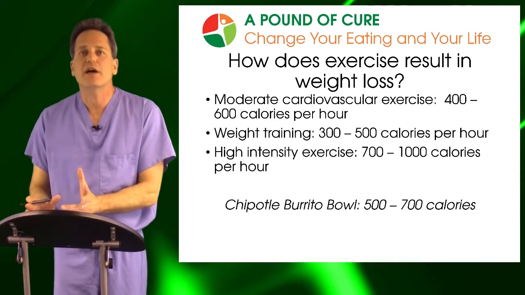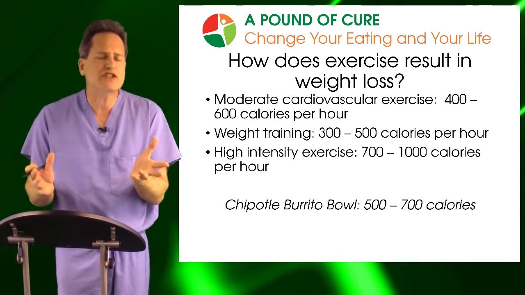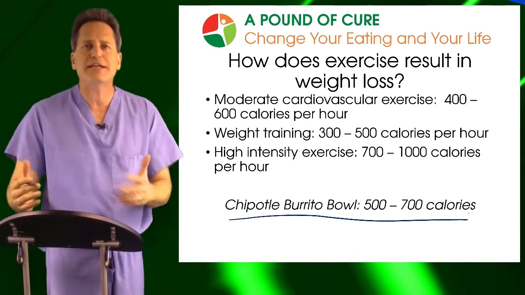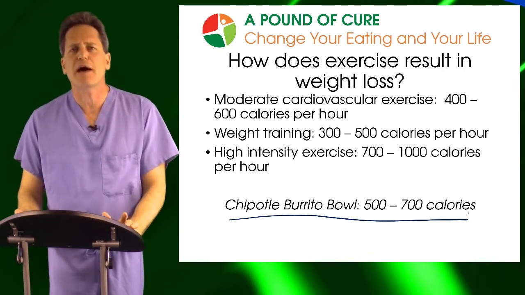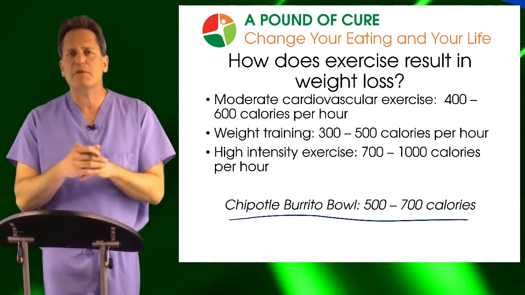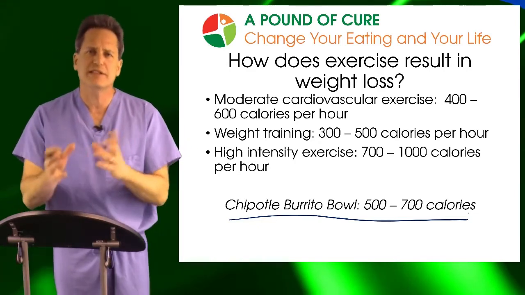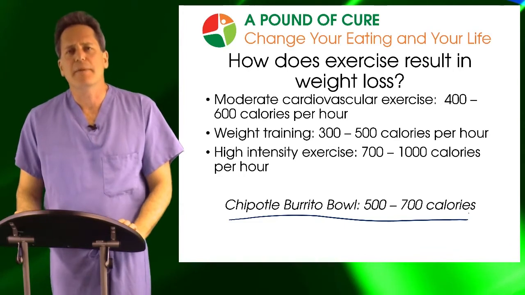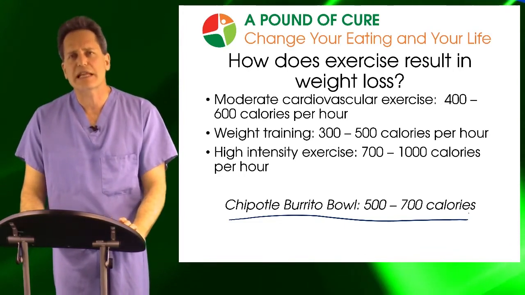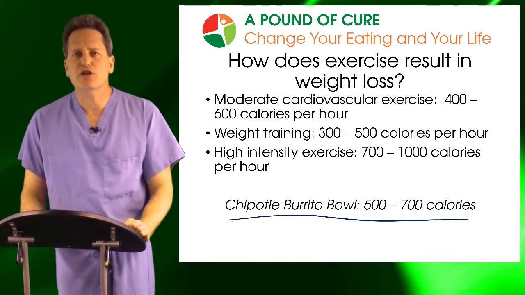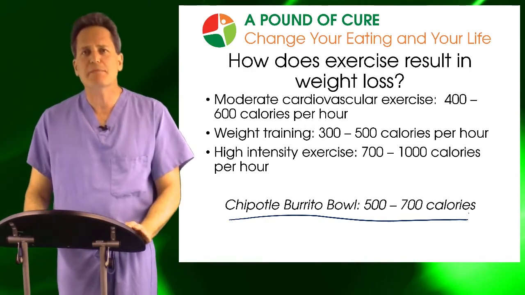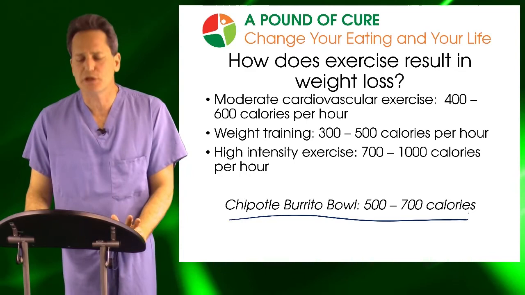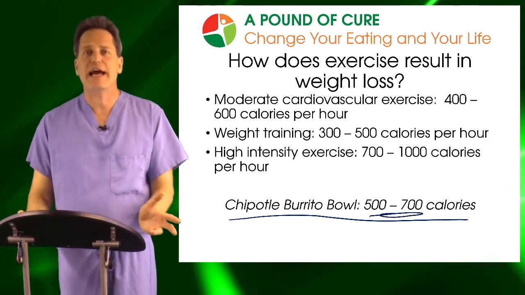Now, when we look at our diet and we look at something reasonable to eat for dinner, like a Chipotle burrito bowl, not necessarily your best choice, but you can certainly do a lot worse, and if the bowl is properly constructed and you leave out the rice and cut back on the animal protein and add extra lettuce and tomatoes and onions and things like that, it can be a very Pound of Cure friendly meal. But even something like that, which is a reasonable dinner, is around 500 to 700 calories.